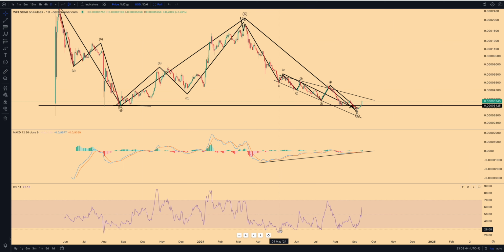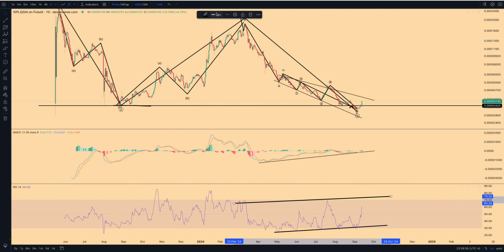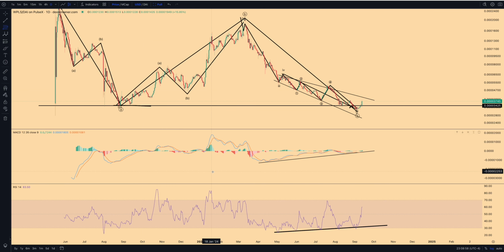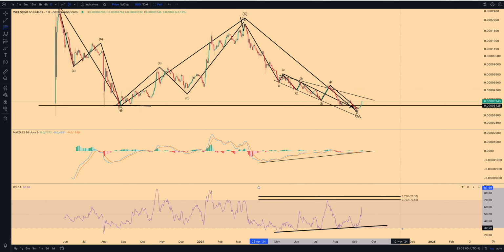You guys see that? Consecutive lower lows on the price, yet we're printing higher lows on the RSI. And it's still, the RSI is within this range here. Okay, I do expect it to come back up to these highs. Right here.